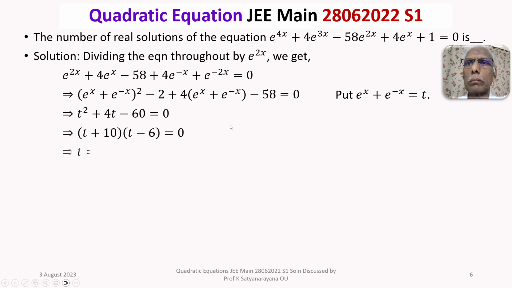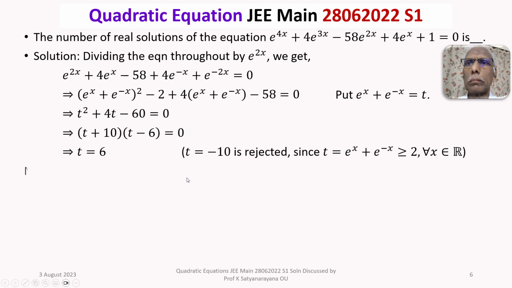We get t = 6, and t = -10 is rejected because t = e^x + e^(-x) will always be greater than or equal to 2 for all x belongs to R. So, we reject t = -10 because t = e^x + e^(-x) is always greater than or equal to 2 for all x belongs to R.